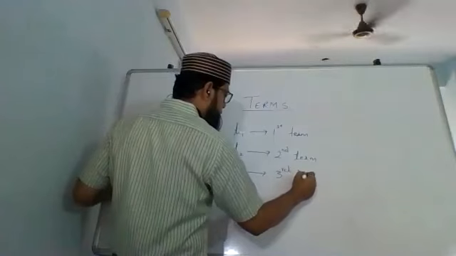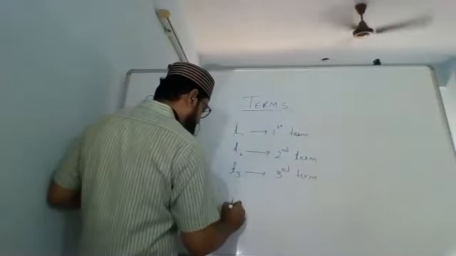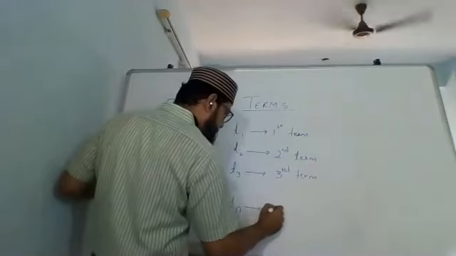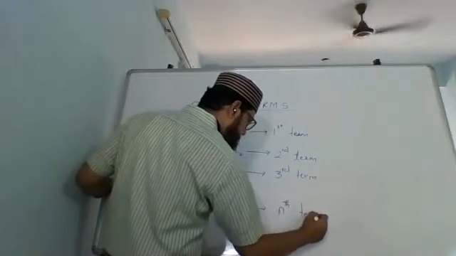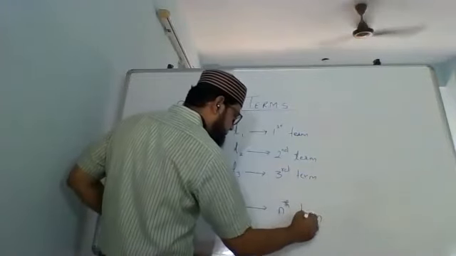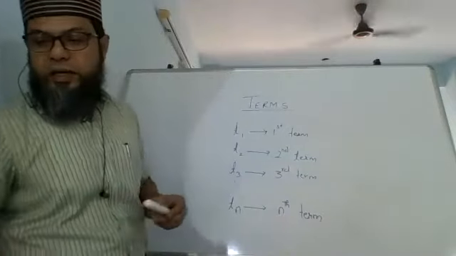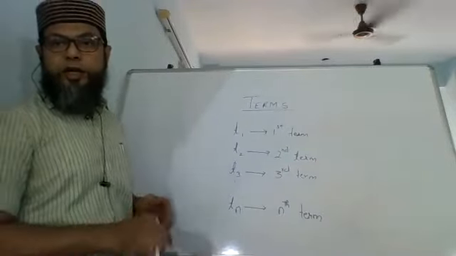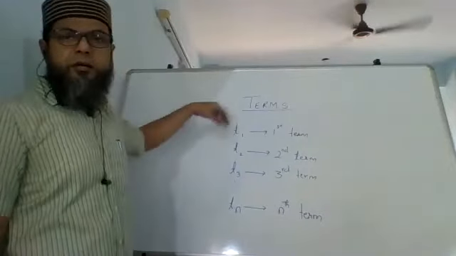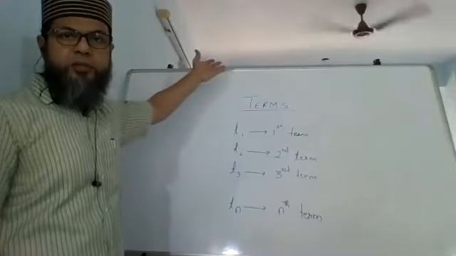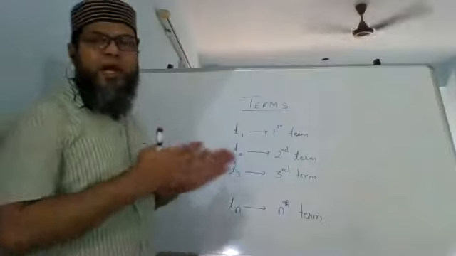T3 is the third term, and so on. Tn will be the nth term. Please understand this concept. The first term is called T1, the second term is called T2, the third term is called T3, and it goes on. You could have 50 terms, 70 terms, or 10,000 terms. You will not have that for your exams. Basically, you can have n number of terms.